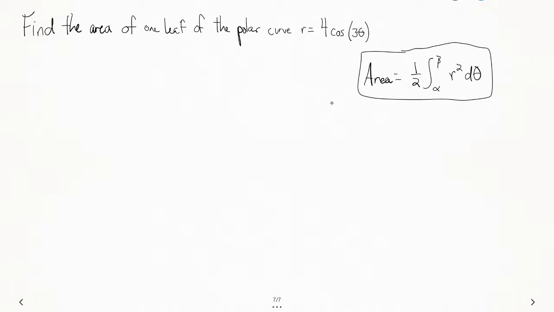So last but certainly not least, find the area of one leaf of the polar curve r equals 4 cosine of 3 theta. And I want you to recall the area equals 1/2 integral from alpha to beta of r squared d theta, right? So what the heck goes on with this one? Well, when we take a look at this one, it's going to take a little bit more work.